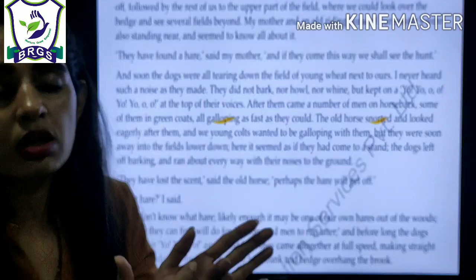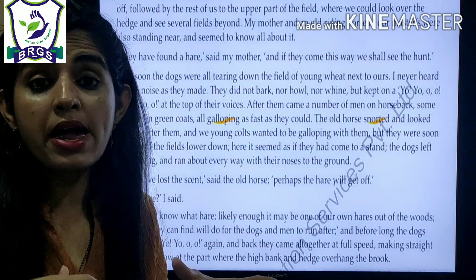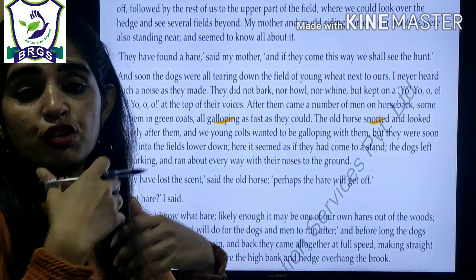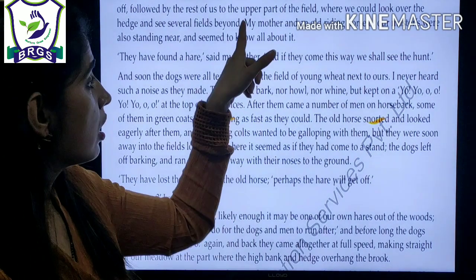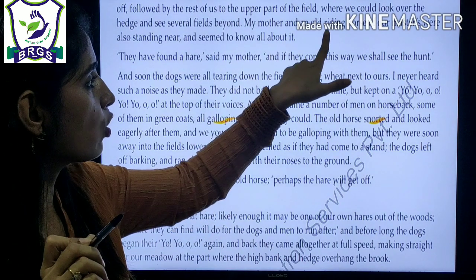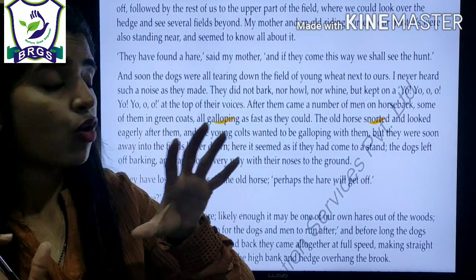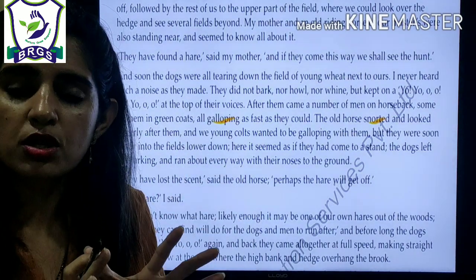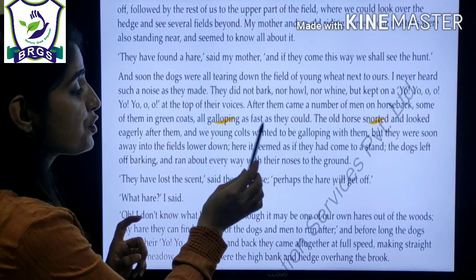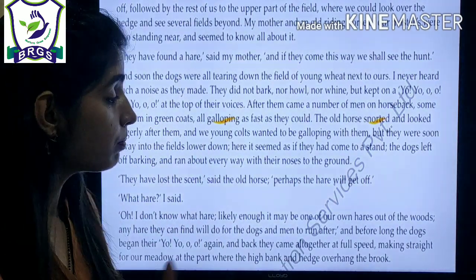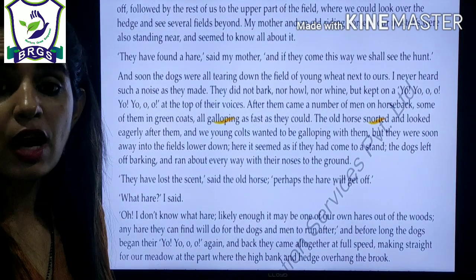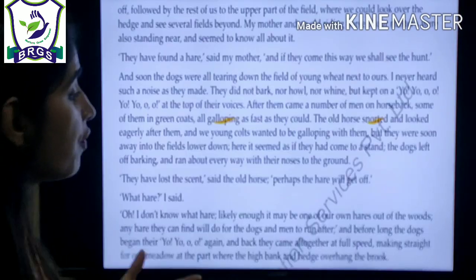Behind the hounds, there were some men. Some of them were wearing green coats. They were chasing the hounds. Earlier, Black Beauty's mother and the old horse found that there were some dogs, and the dogs were finding the hare. But now they have seen some horses are also there with men, and they are also galloping, they are also running very fast.